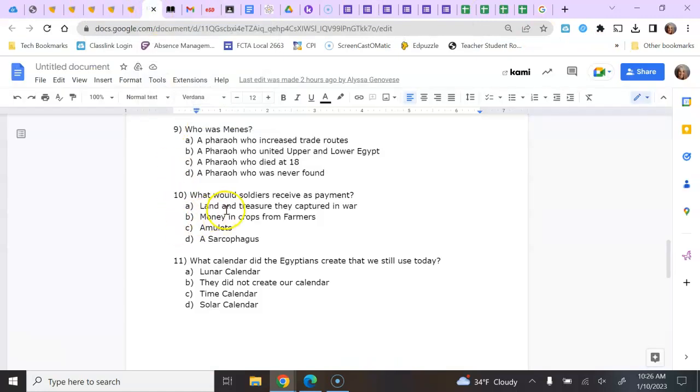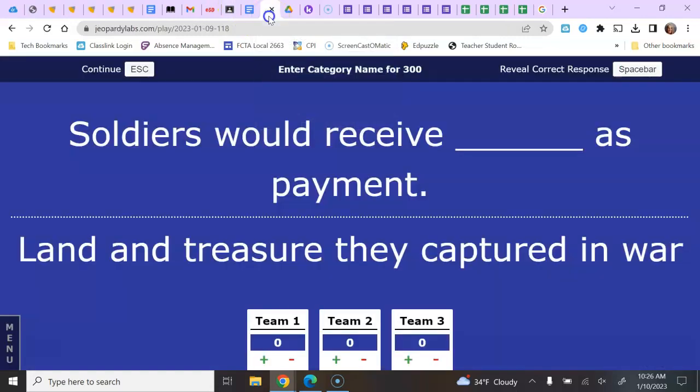Again, the question is, what would soldiers receive as payment? A, land and treasure they captured in war. B, money and crops from farmers. C, amulets. Or D, a sarcophagus. Again, soldiers would receive blank as payment.